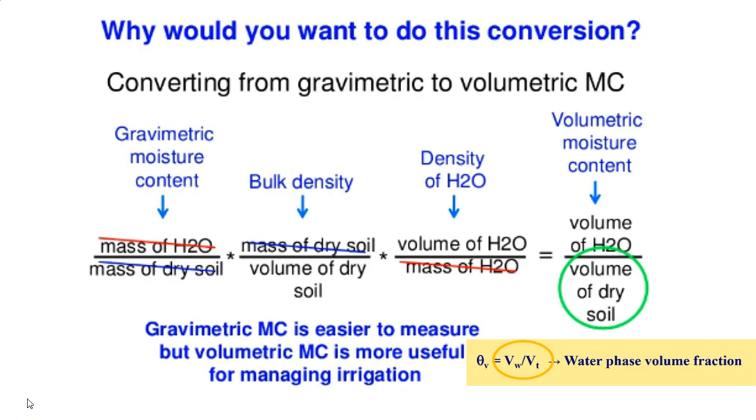If your brain is still fighting this like mine was, here I put it down one more time, where you can see the gravimetric moisture content related to the bulk density, and the density of water then gives you the volumetric moisture content, which is the volume of water over the volume of dry soil. And if you look here, the volume of water over the volume of dry soil is equal to theta V, which is our water phase volume fraction.